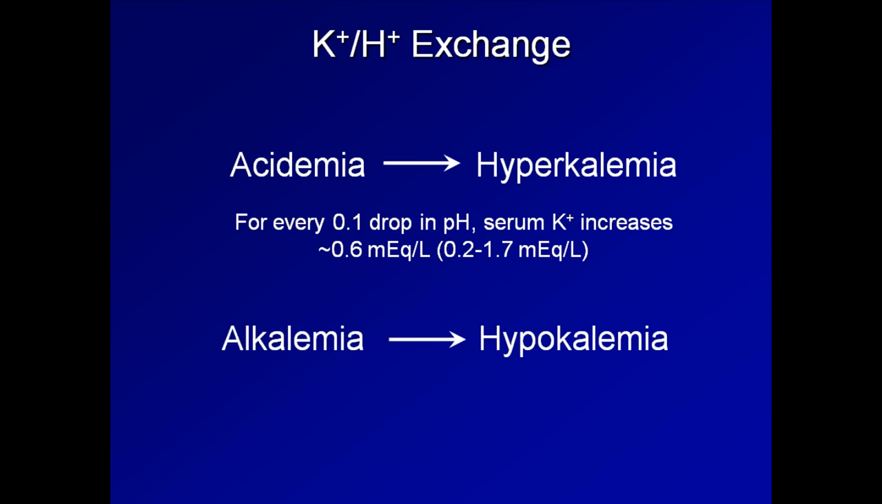Alkalemia can conversely lead to hypokalemia by the reverse process. There is not a well-described rule of thumb, however, in how to predict the scale of this effect, but it is usually quantitatively smaller than that seen in acidemia. That concludes this lecture on normal acid-base physiology. In the next lecture, I will discuss how to use the ABG to identify simple and uncomplicated acid-base disorders.